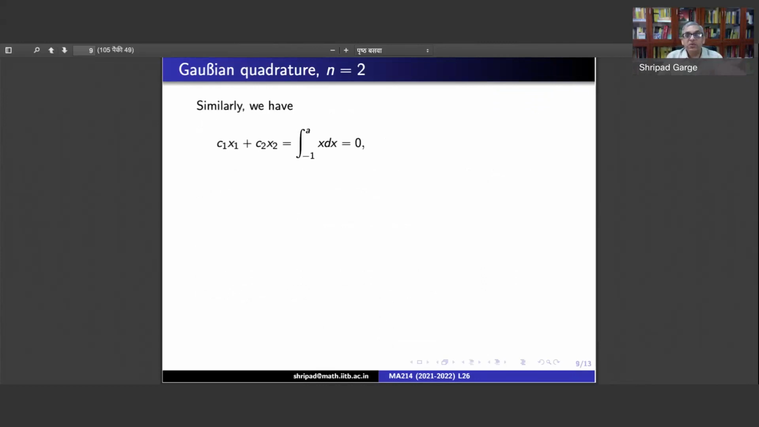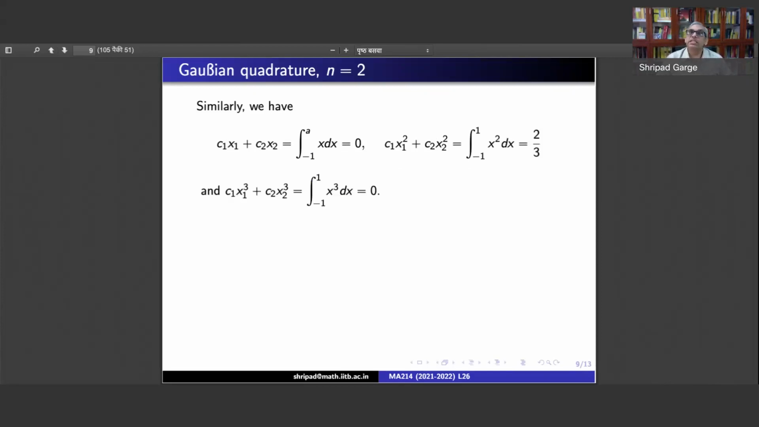So by putting f(x) equal to x, integration from -1 to 1, it's an odd function, while the interval is symmetric with respect to 0. So the integration is going to give you 0. So c1x1 plus c2x2 is 0. c1x1 square plus c2x2 square is 2 by 3. And c1x1 cube plus c2x2 cube, which is integration -1 to 1 of x cube dx, is also 0. So there are these 4 equations. You have 4 unknowns. We can solve these equations.